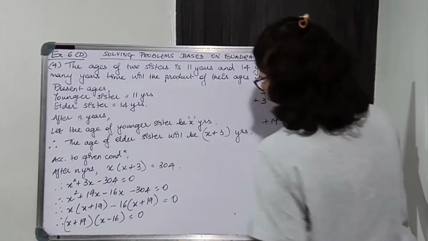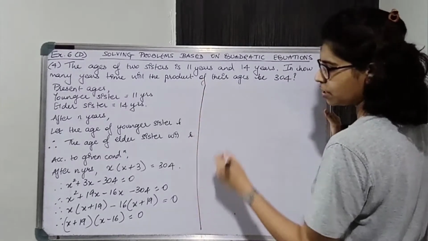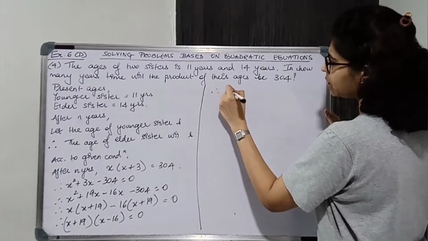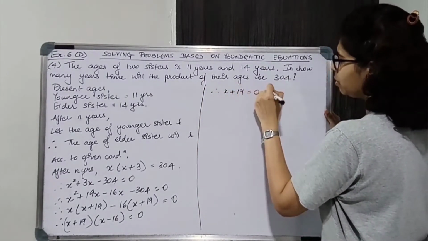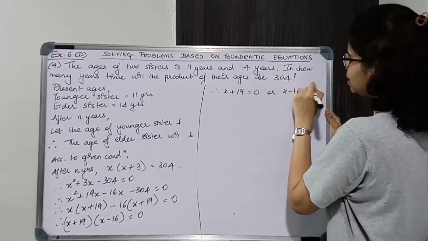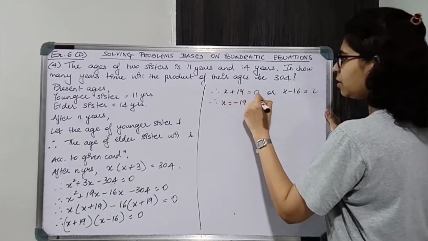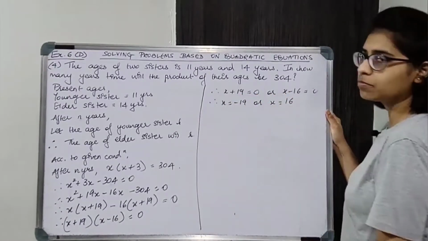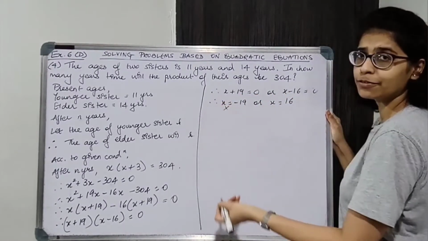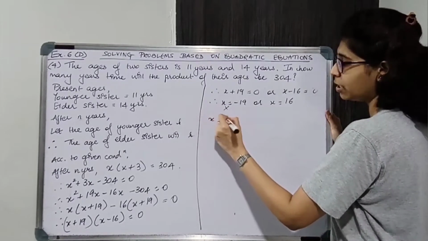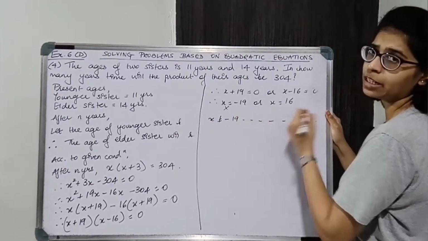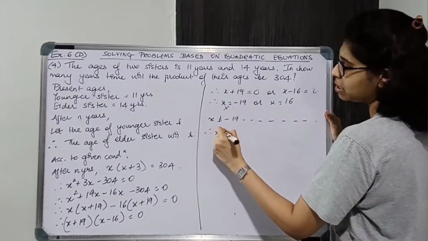So we'll get, so therefore x plus 19 is equal to 0 or x minus 16 is equal to 0. So therefore x is equal to minus 19 or x is equal to 16. Age cannot be negative. So write down x is not equal to minus 19 because age cannot be negative. So therefore x is equal to 16.